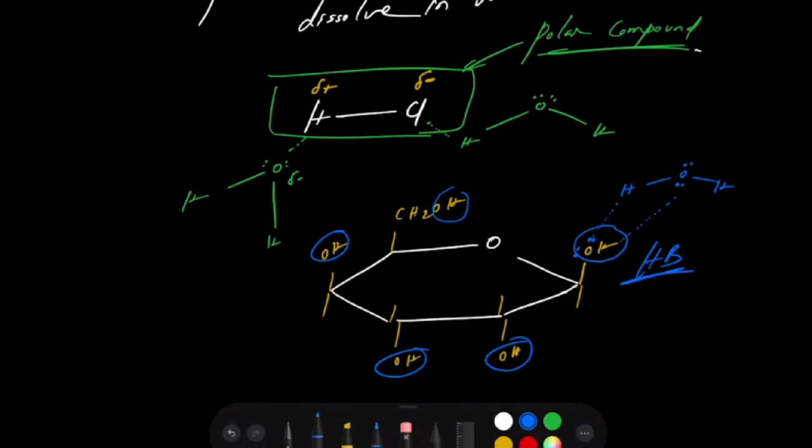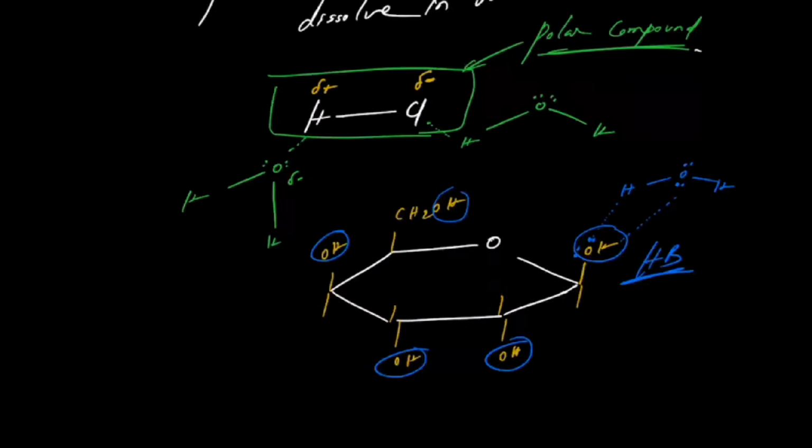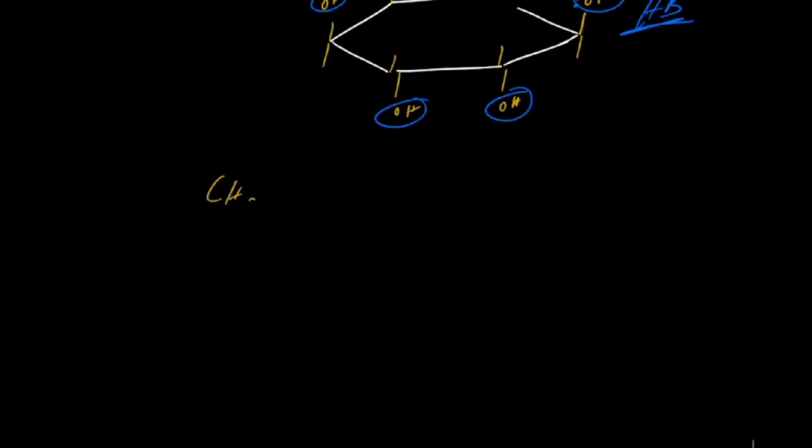For example, alcohol, CH3OH, dissolves in water because it can form hydrogen bonds. Ethyl alcohol, C2H5OH, also dissolves in water because it can form hydrogen bonds. Okay, HF dissolves in water very well. It dissolves more than HCl. The solubility of HF is greater than HCl. You know why? Because it can form hydrogen bonds.